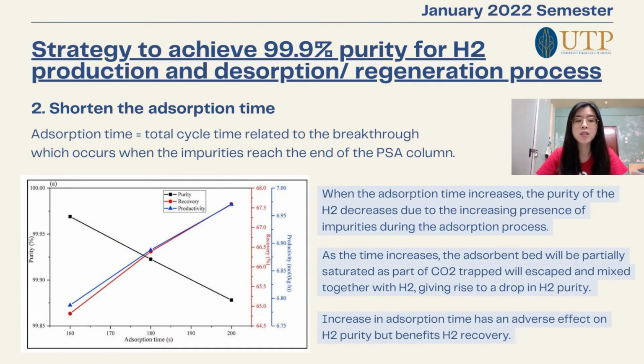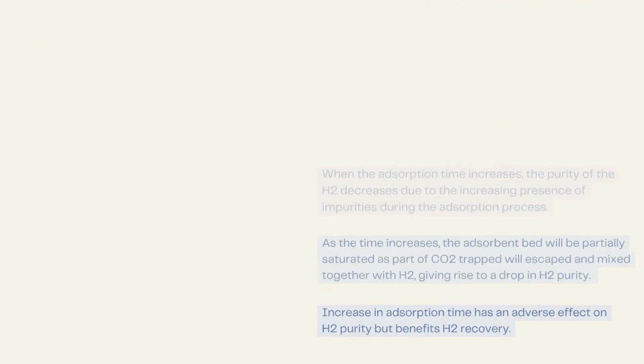The next strategy will be to shorten the absorption time, as shown in the graph attached. When the time increases, the absorbent bed will be partially saturated as part of the carbon dioxide gas trapped will escape and mix together with the hydrogen gas, giving rise to a drop in hydrogen gas purity. Therefore, increasing the absorption time has an adverse effect on the hydrogen gas purity but benefits the hydrogen gas recovery.